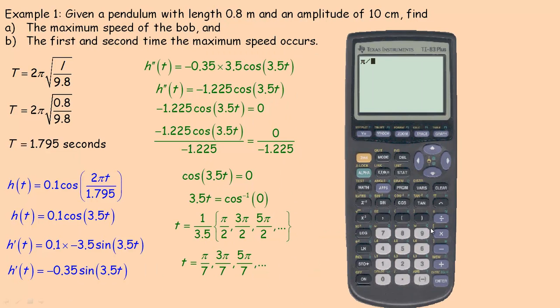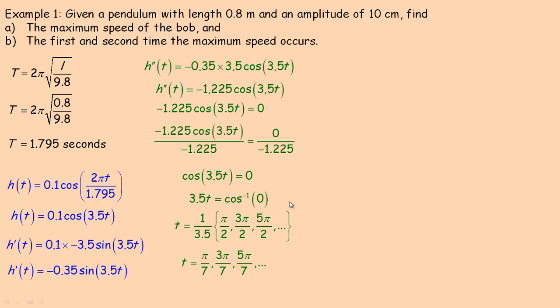So pi over 7. So we get about 0.45 seconds. And then 3 pi over 7 would be about 1.35 seconds. And then 5 pi over 7, next one, etc. So that's where our values come. Now, this is 2.24. I'm going to write 2.25. And the reason I'm going to do that, actually, let me just bring those values up here.